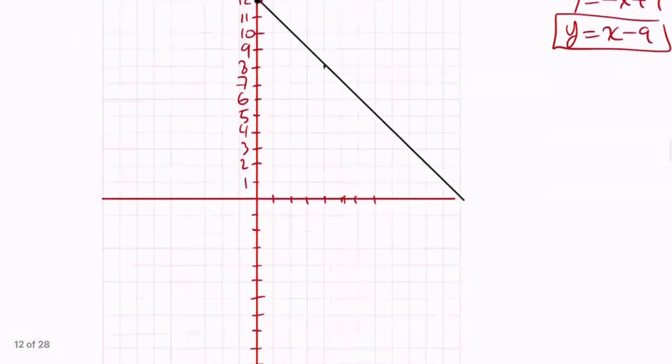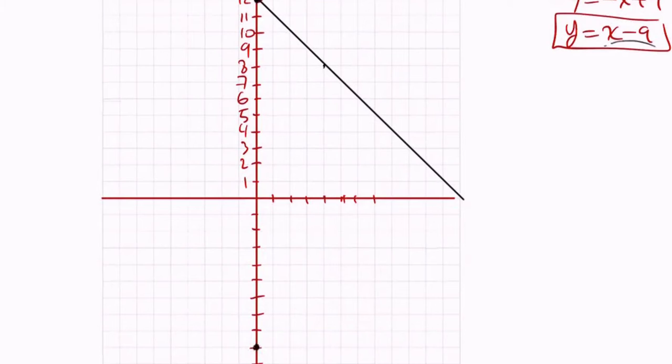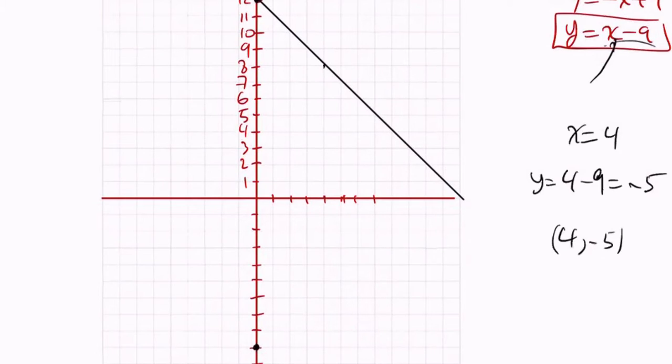Okay, let us draw now the other line. y equals x minus 9, so minus 9. 1, 2, 3, 4, 5, 6, 7, 8, 9. Here is the point. Okay, let us substitute x equals 4 also. So 4 minus 9 equals -5. This is the one. So I have 4 and -5. So 4, okay, here, and -5: 1, 2, 3, 4, 5 here. Okay, so let us draw this line. Okay, so this is two lines.